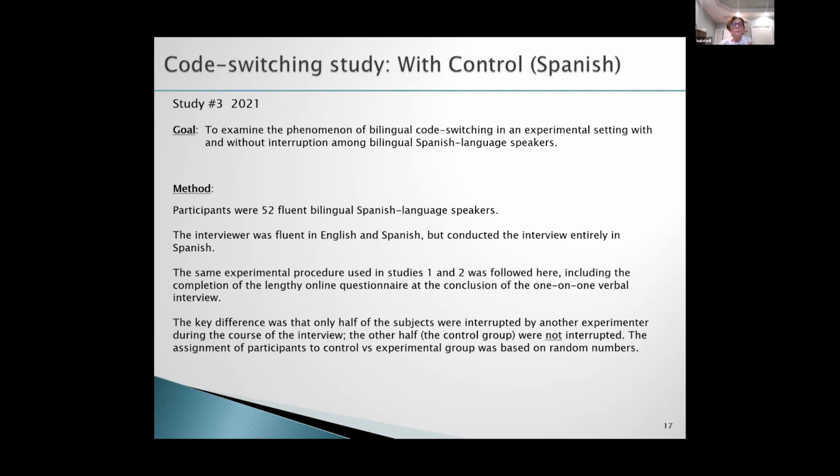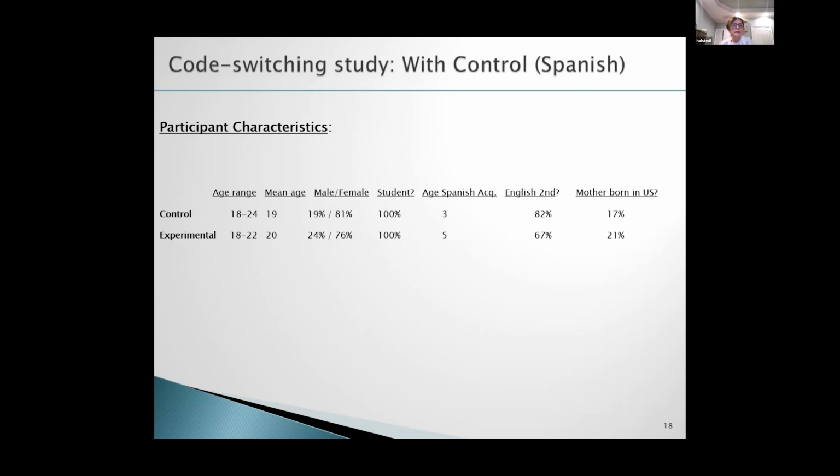Our aim was to see whether or not people in the control group would code switch regardless of any kind of interruption. What we found was, and this is the participant characteristics, very similar. This time we were trying to be very, very careful with the participants, perhaps because of something about the linguistic history. So we chose only students, and you can see at the last column the percentage of the ones whose mother was born in the US, because it seems to play a factor, as I said earlier.